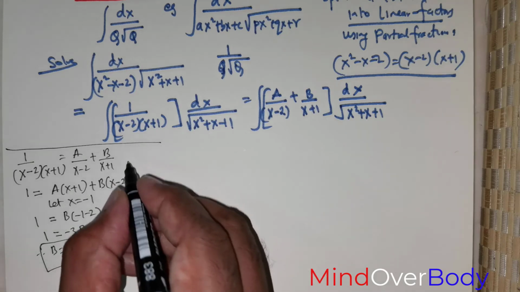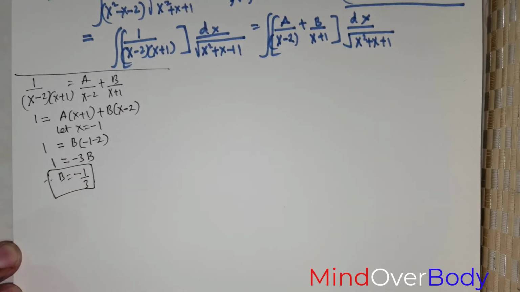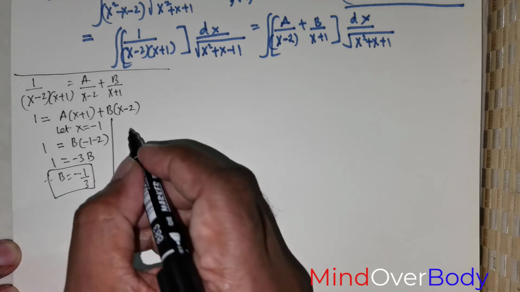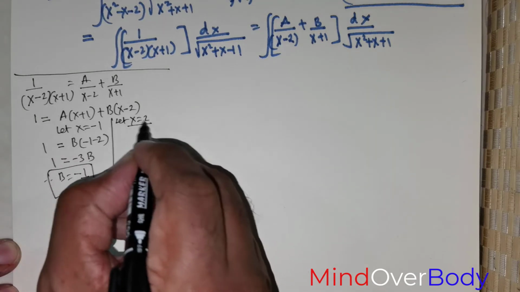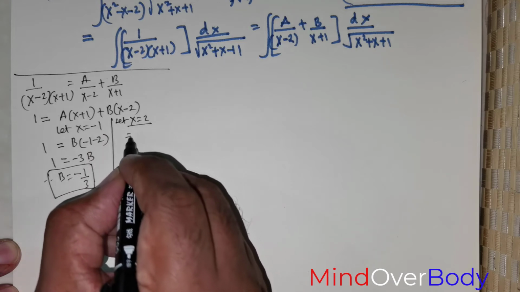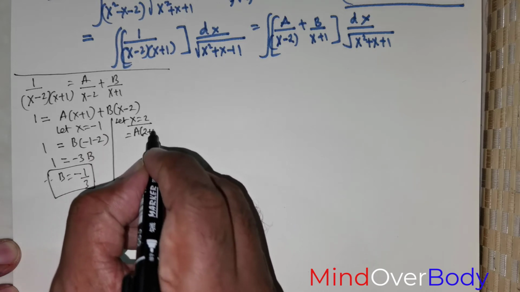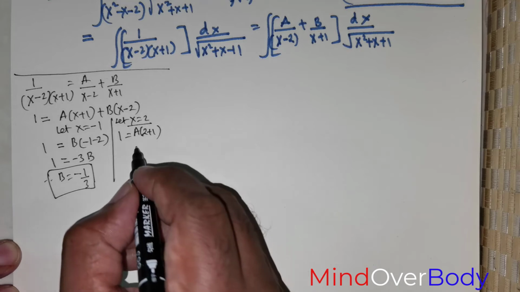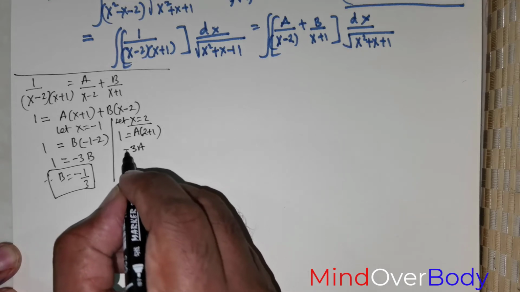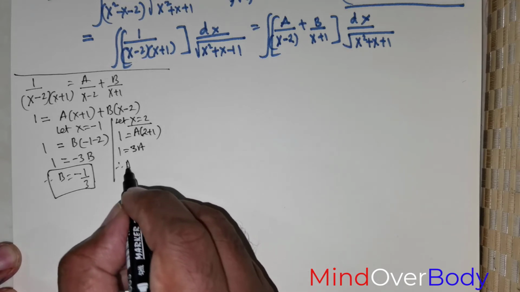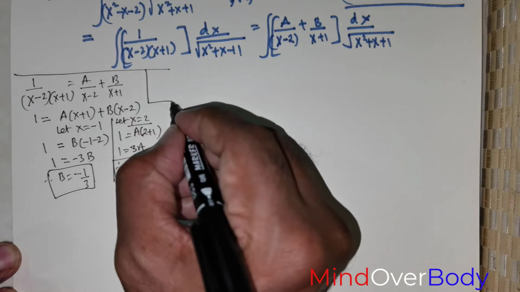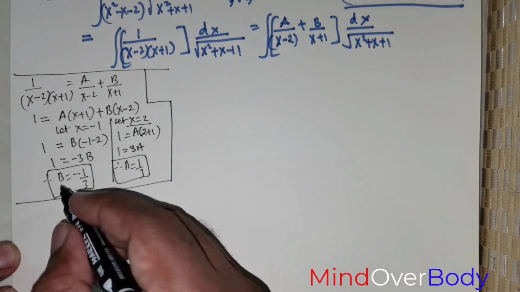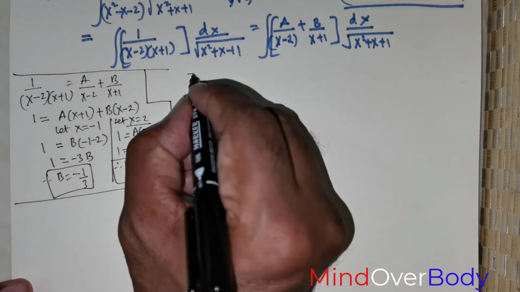Having got the value for b, let me also get the value for a. Let x = 2, so the second term becomes 0, and I have a(2 + 1). On the left it's 1, so 3a = 1, therefore the value of a is 1/3. So I have successfully got the values of a and b. Let us substitute that over here.